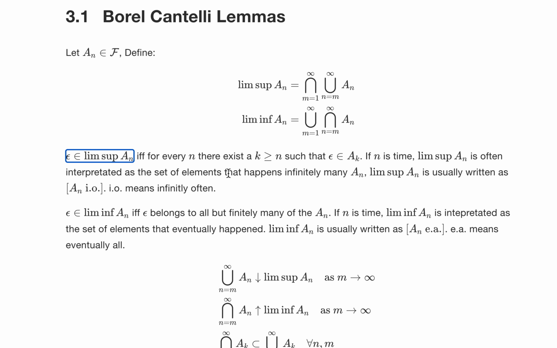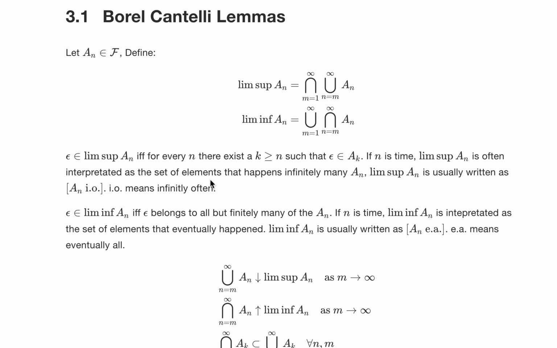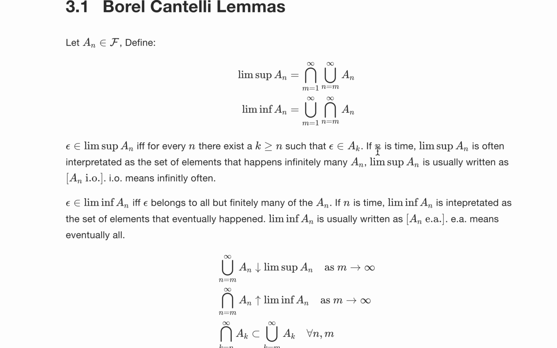So whatever m we start with, we can always find a number n greater than or equal to m such that omega belongs to the union of these, or belongs to one of the A_n. So that's called limsup. If n is time, then limsup of A_n is often interpreted as the set of elements that happen in infinitely many A_n. So limsup of A_n is usually written as A_n i.o., which means infinitely often.